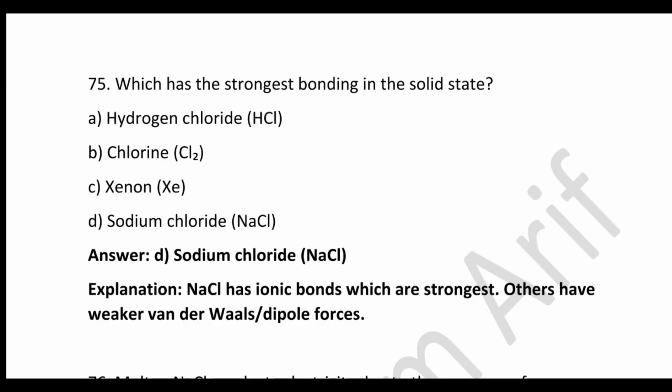Which has the strongest bonding in the solid state? Correct answer is option D, that is sodium chloride. Because sodium chloride has ionic bonds which are strongest, others have weaker van der Waals or dipole forces.